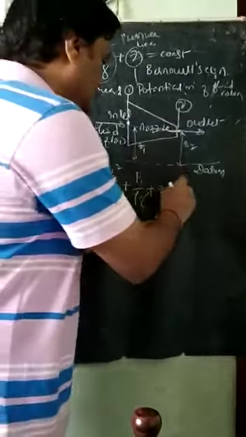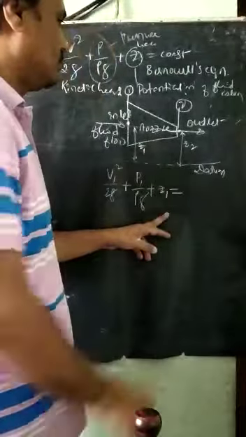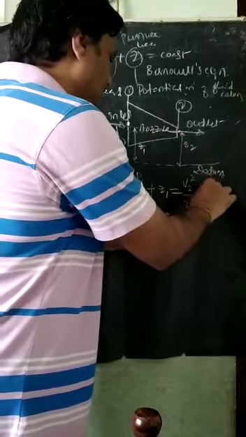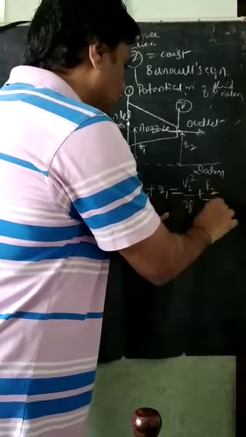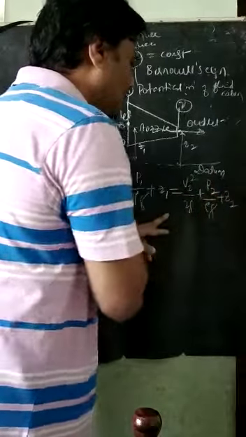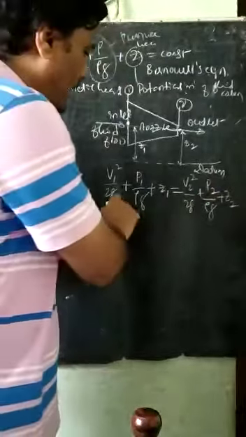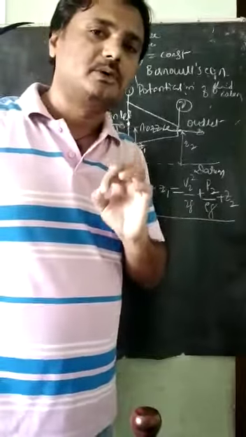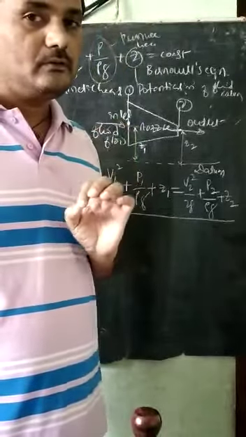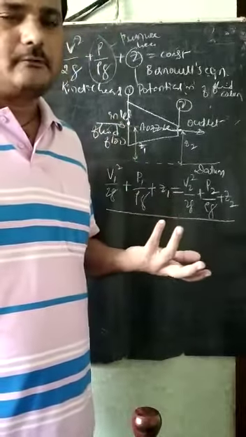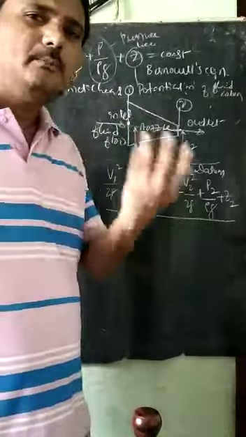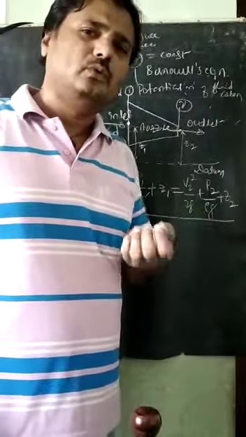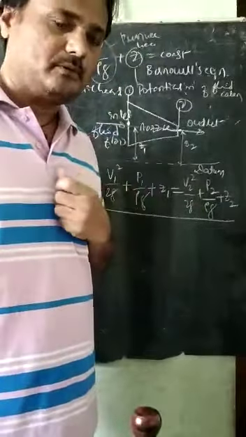So next, this is equal to, for section 2, similarly V2 square divided by 2G plus P2 divided by rho G plus Z2. So this is the way we apply Bernoulli's equation for particular applications to find unknown quantities. Some quantities will be given directly, some indirectly, to resolve the numerical problems.